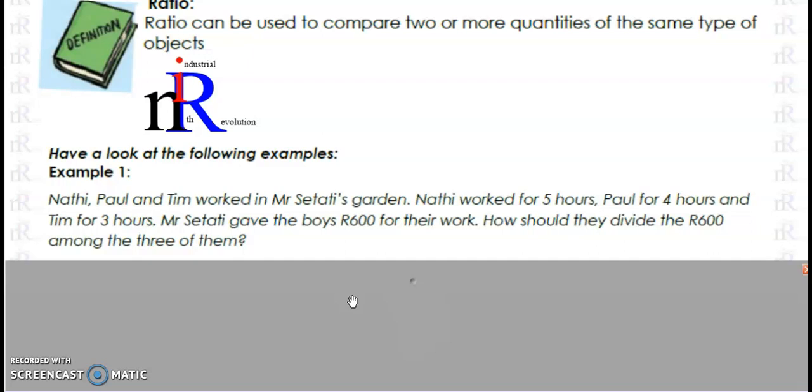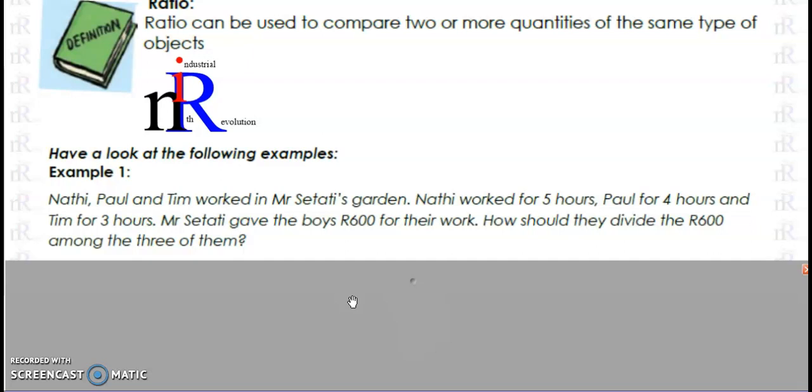Now, a person would say, okay, fair, give everyone 200 rand, but you will notice that they worked different amounts of hours. So they need to be compensated for the amount of hours that they put in. So firstly, the total number of hours is 5 plus 4 plus 3. That is 12 hours. So Nati worked 5 of the 12 hours.